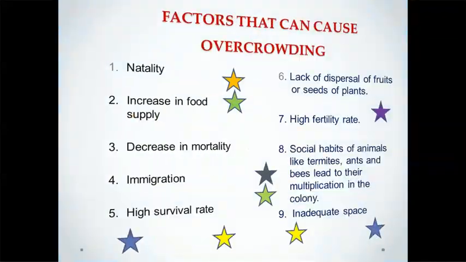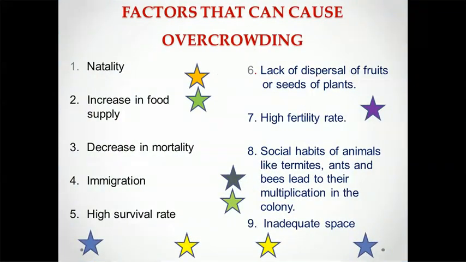So let's look at the factors that can cause overcrowding. Number 1 is natality. Natality can also be called birth rate. So increased natality is what can lead to overcrowding. The rate at which organisms give birth, if it increases without control, will lead to overpopulation or overcrowding. Number 2, increase in food supply or availability of food. When there is food, organisms will tend not to move out, they will be healthy, and it will increase fertility, and this can of course lead to overcrowding over time.